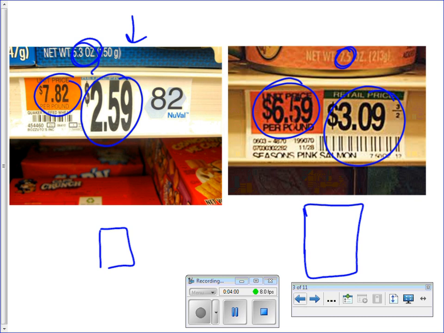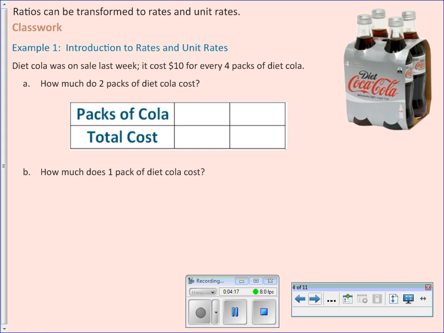So this had a ratio of $3.09 for 7.5 ounces. But then we scaled it up. What was the value? We had to look at the value. So let's continue with that.